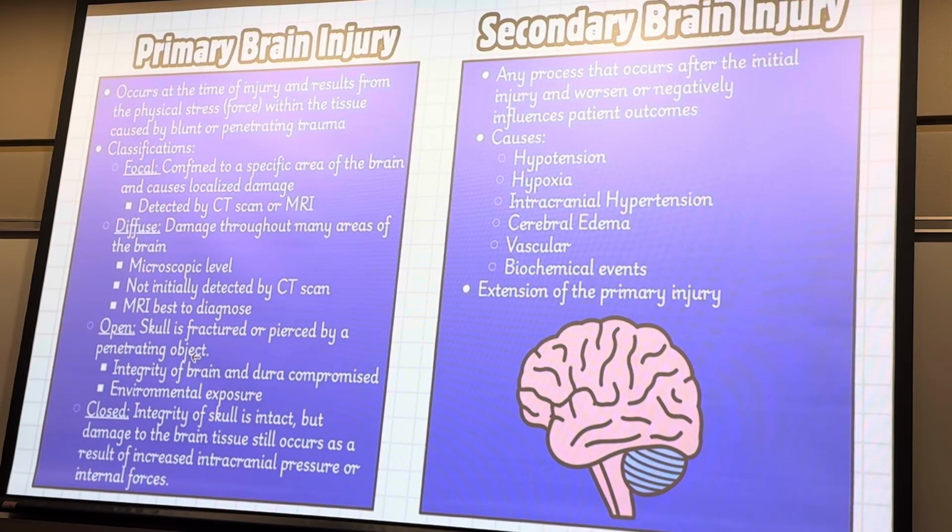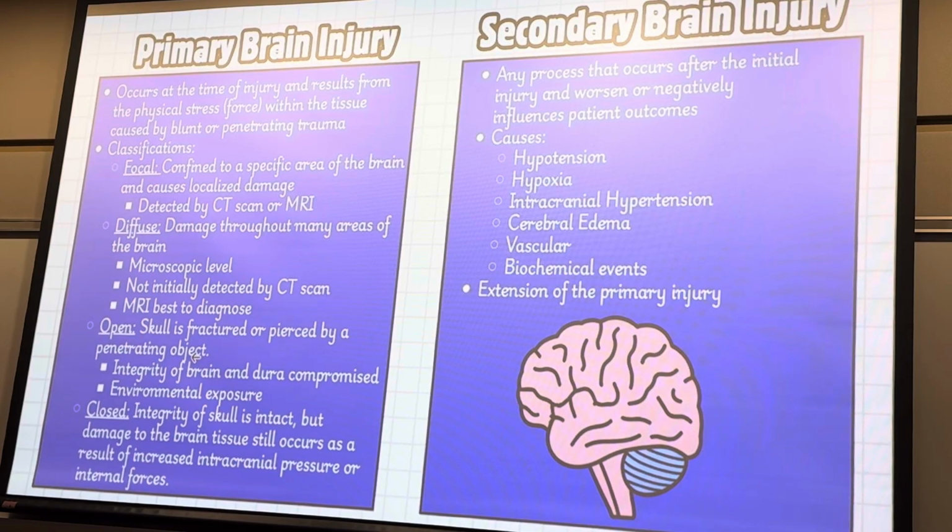So things like hypotension. Maybe I was in a hypovolemic shock or neurogenic shock. Hypoxia, I had a compromised airway. With that increased swelling, that increased edema, that increased intracranial pressure, that's causing stress on that vasculature space, decreasing that perfusion. So I can have some ischemia involved as well. Again, big thing, extension of that primary injury. That's our key with our secondary brain injury.